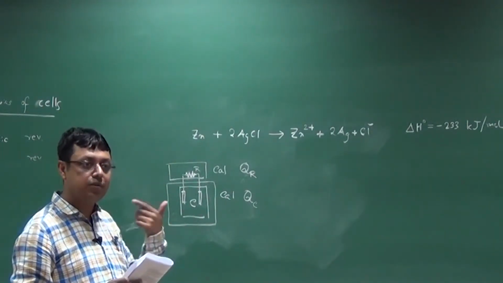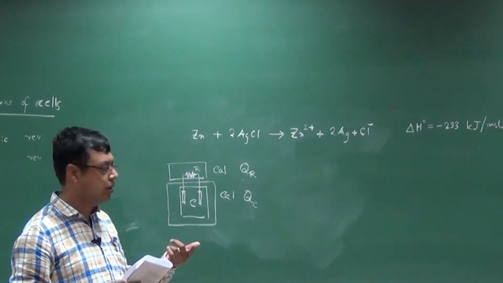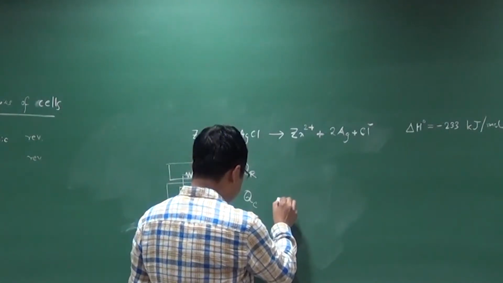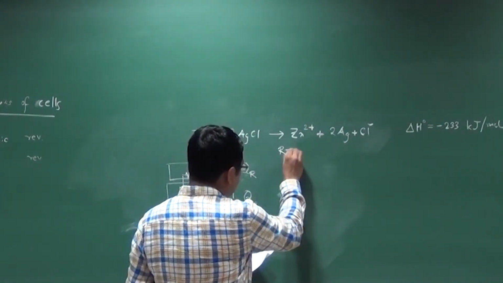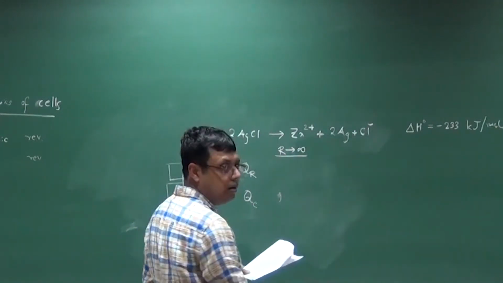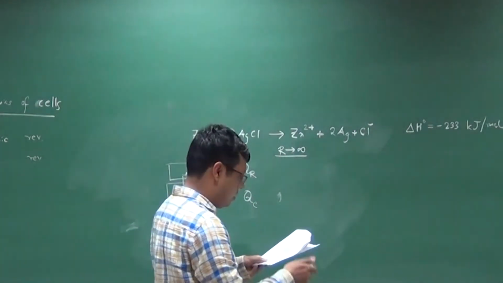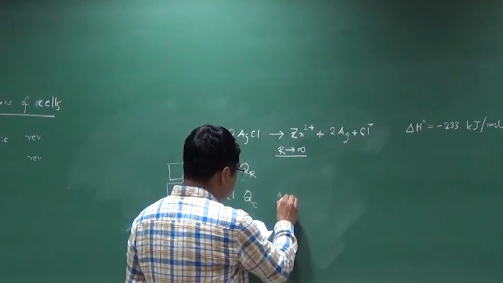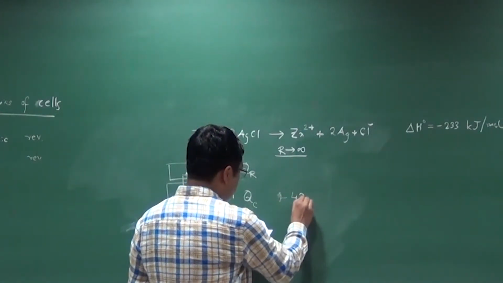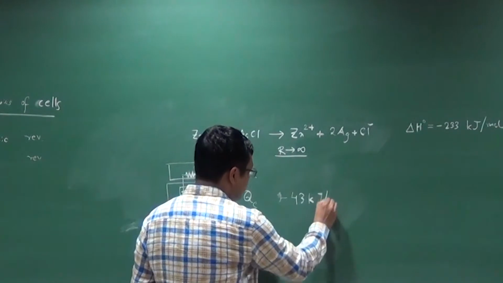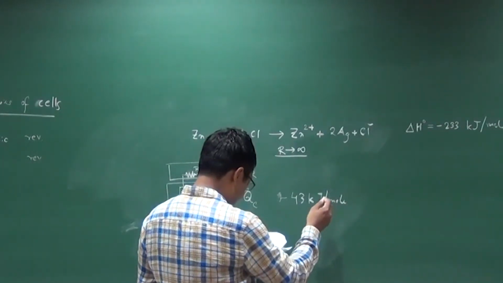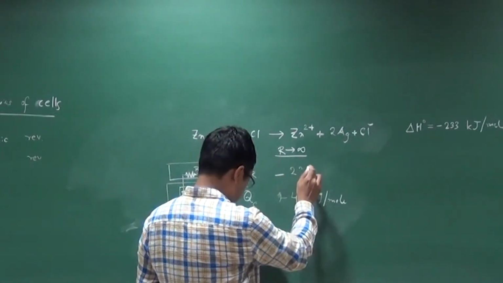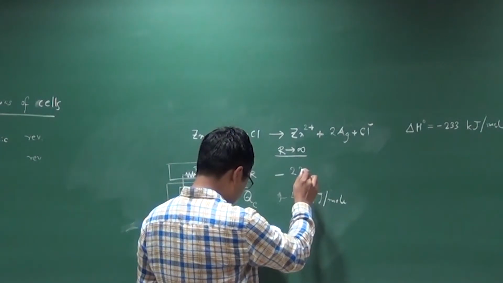Why? Again, basically I'm trying to impose the reversibility. Now think about it, for the cell. Let me just write down the value. In the limit of R tends to infinity, these are all experimental data. If I have a very high resistivity, QC reaches a value of something like minus 43 kilojoule per mole, and QR reaches something like minus 1.